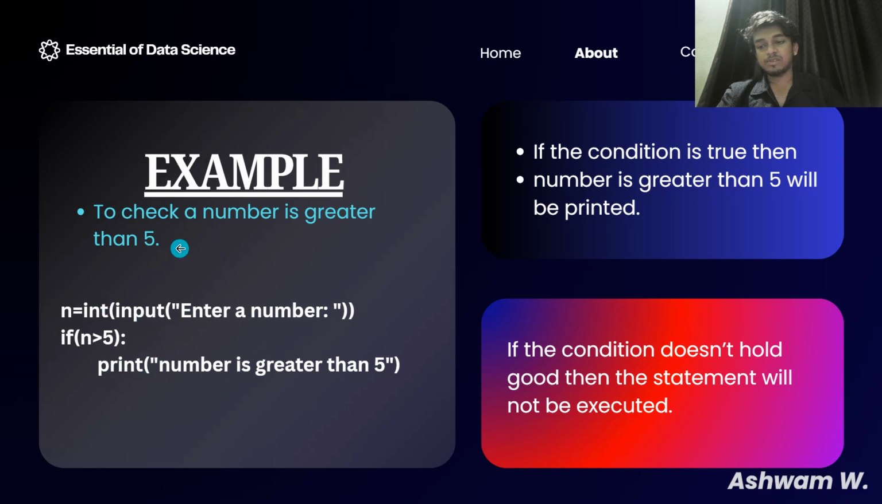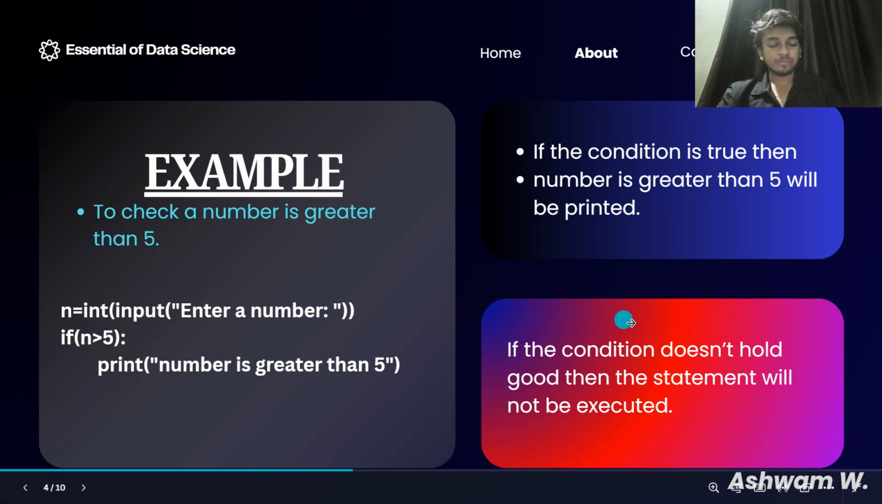So here is the condition, and if n is greater than 5, then this block of code will be executed. For example, if the user enters n equal to 10, so if 10 greater than 5, which is true, so this statement will run. But if the user enters n equal to 3, that is if 3 greater than 5, that is false, so this statement will not run.